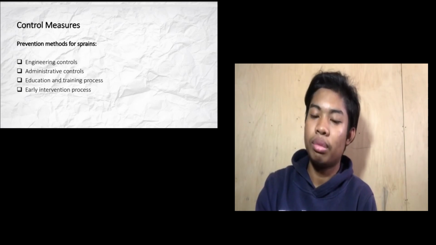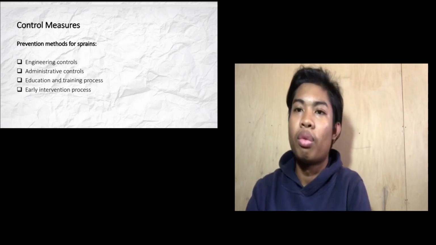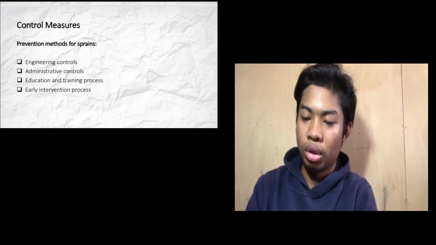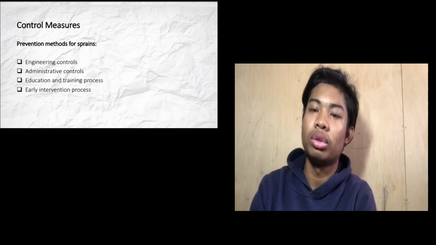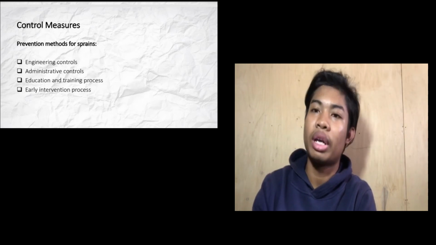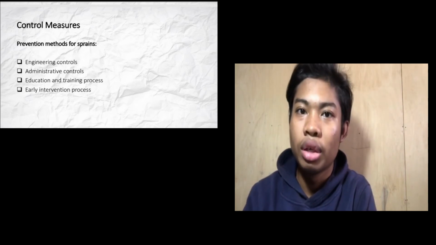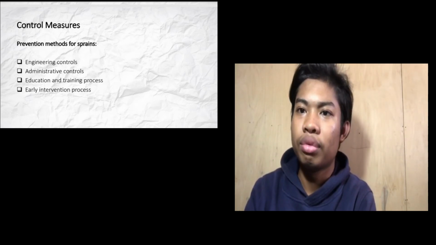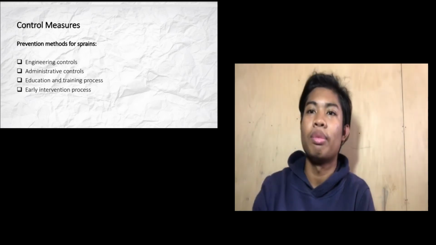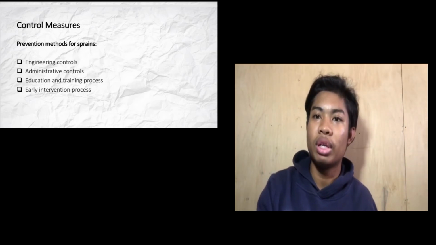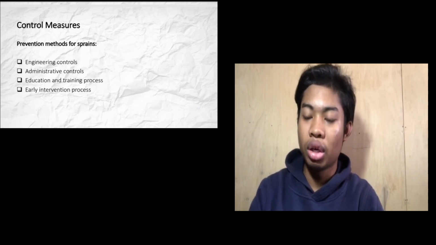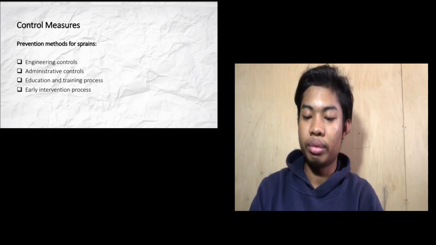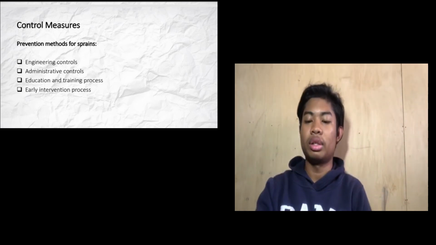Then administrative control, providing work practice control, task allocation, and counteractive stress breaks. For example, the employer should give 10 to 15 minutes for employees to take a coffee break because they sit alone at the chair on the screen. Then education and training process.